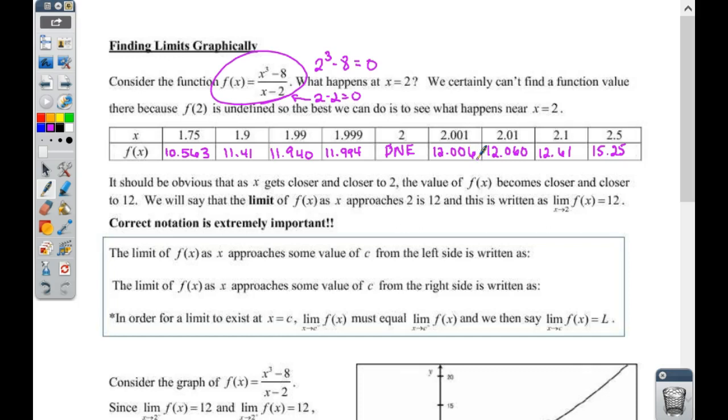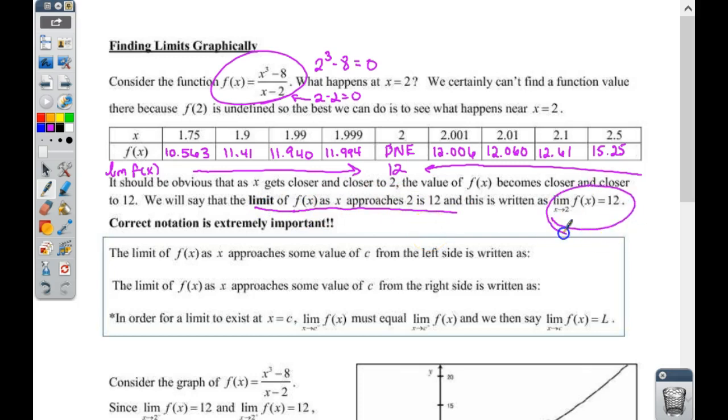And what you should see, hopefully, is that it seems pretty obvious to me that as we keep going this way, and we come in this way, even though this does not exist, the limit of f of x should approach 12. Now, one thing I do want to point out, this will be read as the limit of f of x as x approaches 2 is 12, written also like this. You'll see down here we talk about left side and right side limits. That's going to be important.